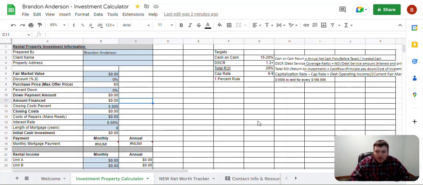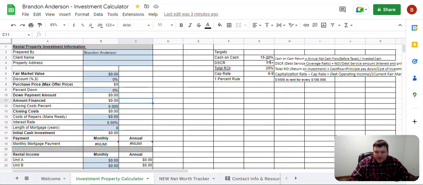Today we're going to go over how I analyze the deals I'm going to buy or not buy, the metrics that I use to analyze them, and the calculator that I use to do all that. Up in this top right hand corner are the different target metrics that I use, and this is what I hopefully get out of a property that I'm going to purchase. So cash on cash, I want 15 to 20%.